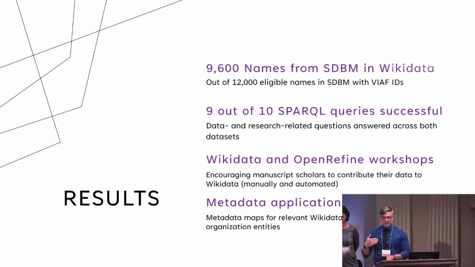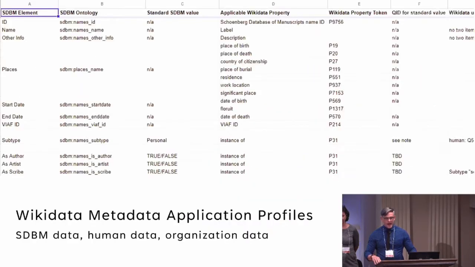That included developing metadata application profiles for Wikidata so that they would know how to align data from their work into Wikidata. So this is an example of one way that we aligned what we had in SDBM with the properties and values that are present in Wikidata. Think of these as almost like a one-to-one relationship. In a lot of cases, Wikidata was representing data differently, and so these metadata application profiles would allow scholars to match like to like and help them add their data to Wikidata, which might not be eligible for inclusion in SDBM.